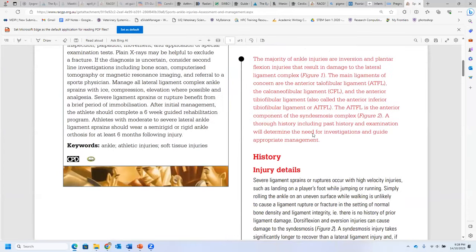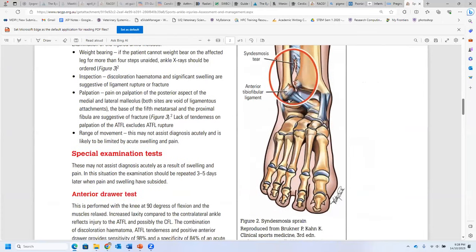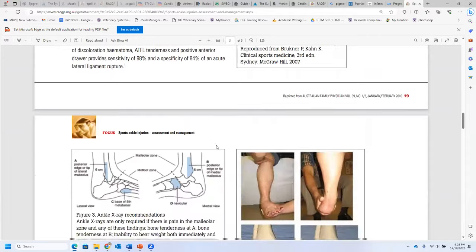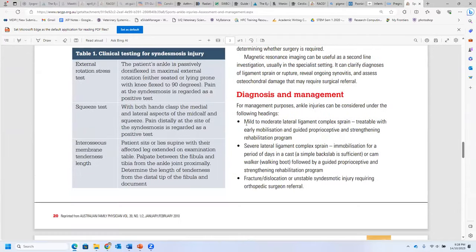This is the ligament that usually has the sprain. Mild to moderate sprains are treatable with early mobilization and a guided proprioceptive and strengthening rehabilitation program. Severe ligament strains will require a back slab or a CAM walker followed by the strengthening rehabilitation program. If there is a fracture, then you refer to the orthopedic surgeon.